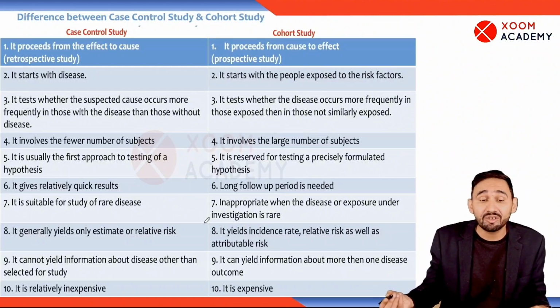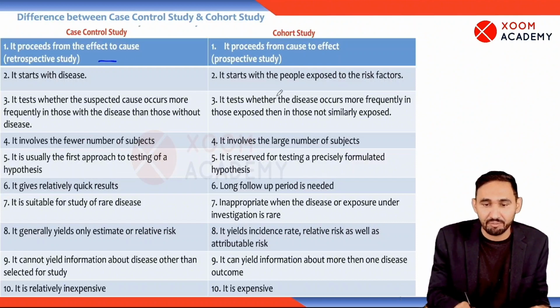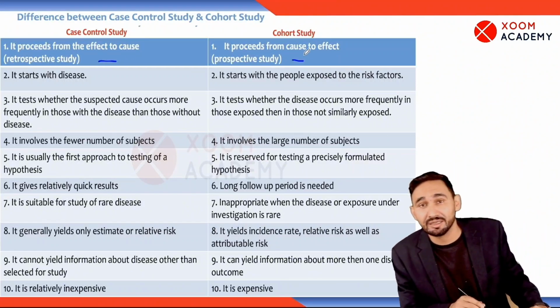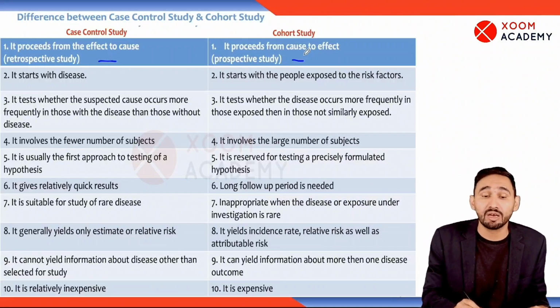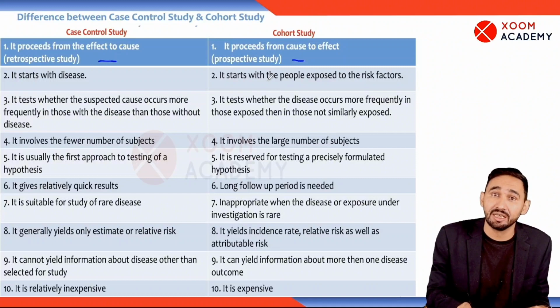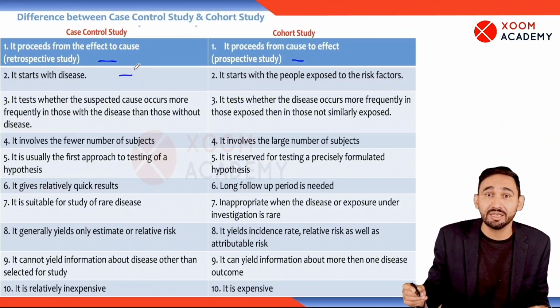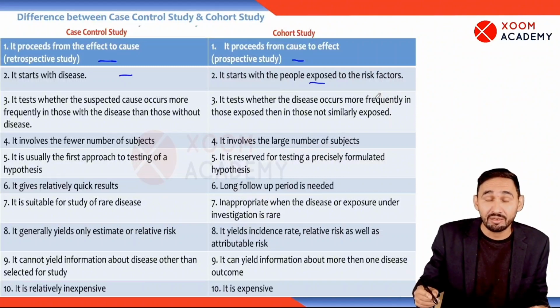Case control study is a retrospective study, and cohort study is a prospective study. It means that in case control study, we move from outcome to exposure, and in cohort study, we move from exposure to outcome. Case control study starts with the disease. The participants, the cases who are included in case control study, are diseased people, while in cohort study, they all are exposed but they are not diseased. Exposure is necessary in cohort study, but we'll follow them up and see how many develop the disease. But in case control study, we take diseased people, move to the past, and see how many of them were exposed.